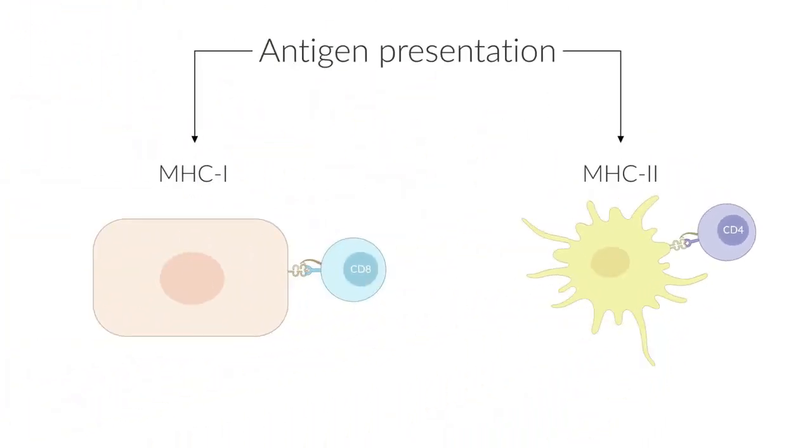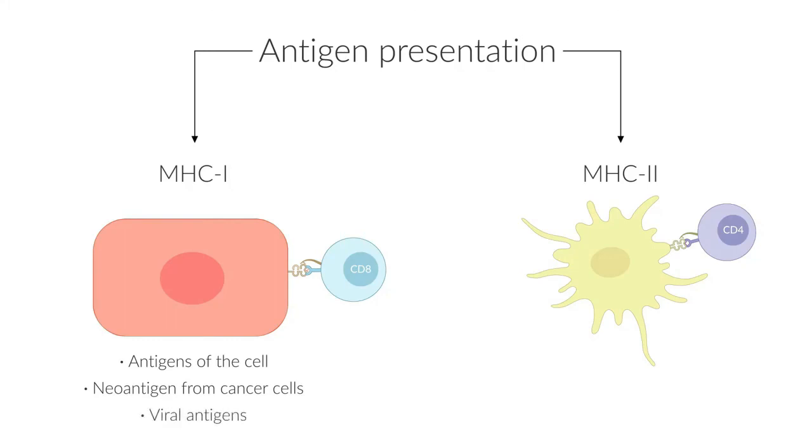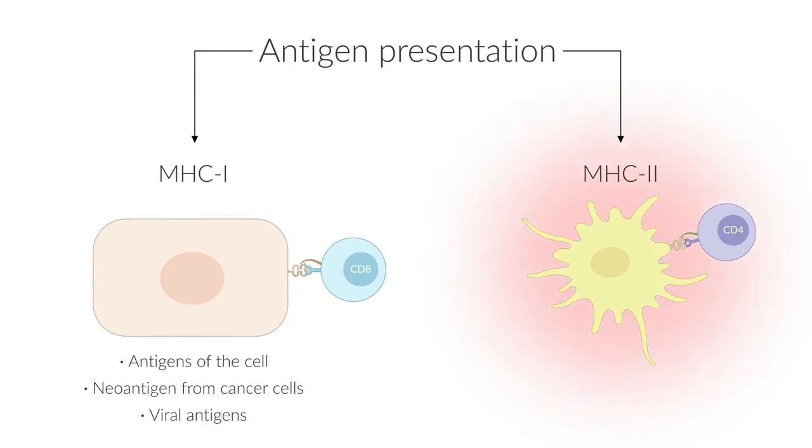So, what's the main purpose of these two antigen processing pathways? Antigens presented by MHC class 1 are referred to as endogenous antigens and are derived from the inside of the cell. These antigens can originate from the cell, representing a normal self-antigen, or neoantigens which are derived from cancer cells. Viral components from virus-infected cells are the other endogenous antigens. On the other hand, MHC class 2 antigens are referred to as exogenous antigens and are acquired from outside of the cell.